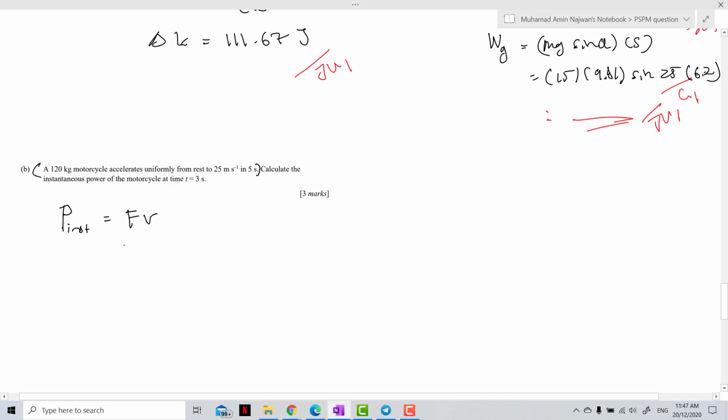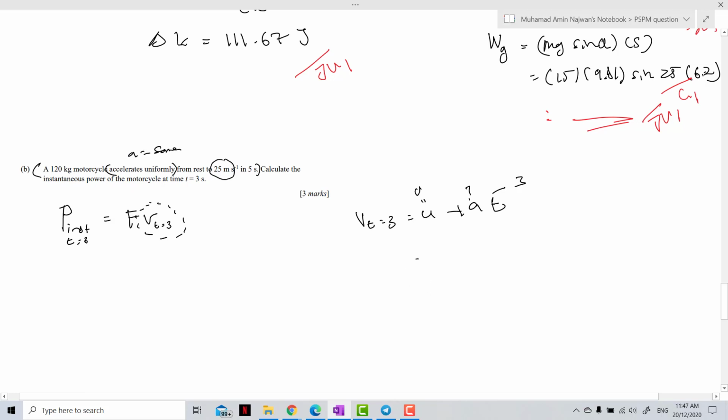So you need to know what this v is. V instantaneous at time t equals 3 seconds. This is also t equals 3 seconds. So you need to find the velocity at 3 seconds. You can't use this velocity, this is in 5 seconds. So you need to find the velocity at 3 seconds. So, v at t equals 3 seconds equals u plus at. Our u is zero, but we don't have a, and time is 3 seconds. So how do you find the a? From the first sentence, because it accelerates uniformly. So your acceleration will be the same throughout the journey.